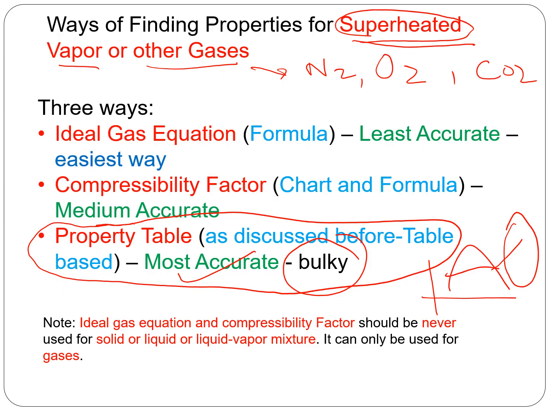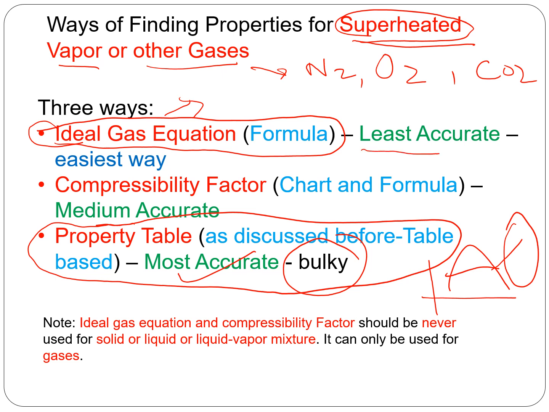The easy way, you might have already done in chemistry, is to find the property using the ideal gas equation. This is the very common way to find the property, but it is the least accurate, and the easiest way. And there is also another way, which is called compressibility factor, and in that case we use a chart and formula, and the accuracy is in between the ideal gas equation and the property table.